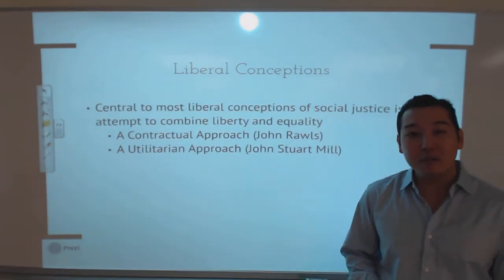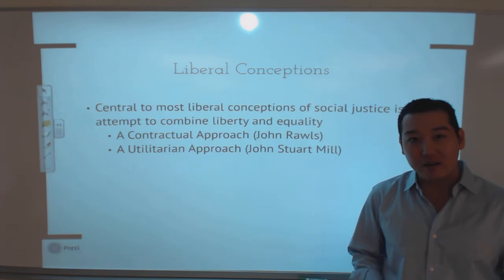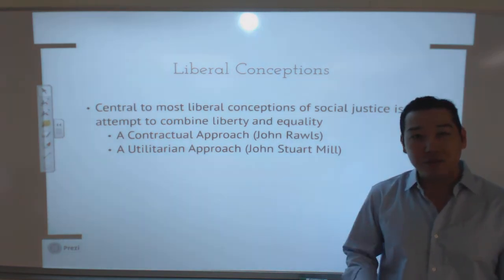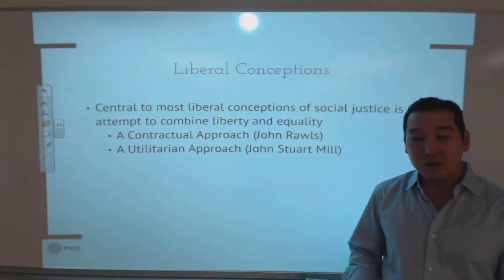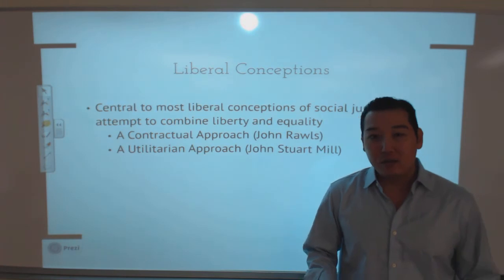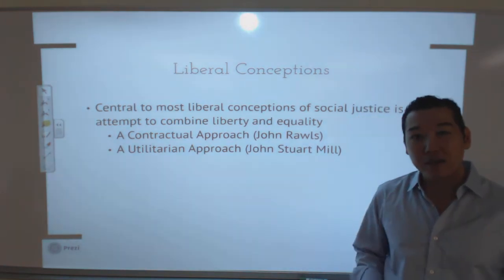Next, we move to the liberal conception of social justice, and we look at two different strands of thinking here. One comes from John Rawls. That's a contractual approach, the Rawlsian notion of social justice. And then we have a John Stuart Mill approach to defining social justice. It's the utilitarian approach. Two different schools of thought within the liberal thinking about social justice.